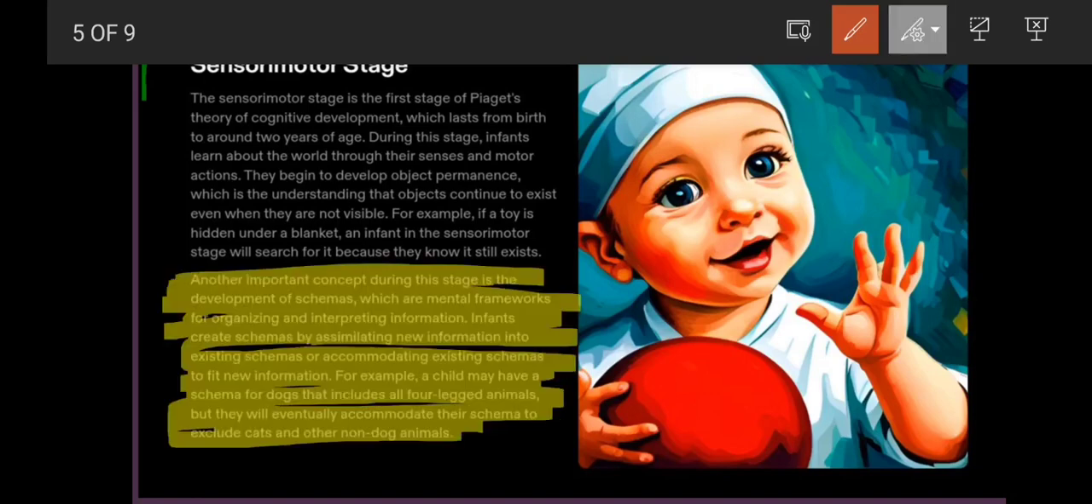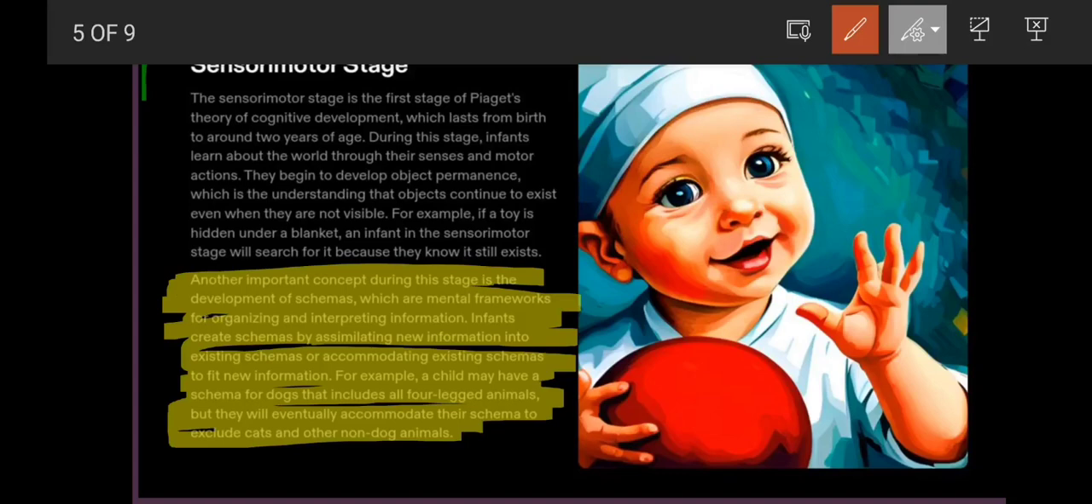Here is another example. Suppose the child has a schema that if an animal has four legs then it is a dog. This is the schema of that child. Now the child will see a cat. He is seeing a cat, but he will tell his sister, see, there is a dog, because he has the existing knowledge that anything that has four legs is a dog.